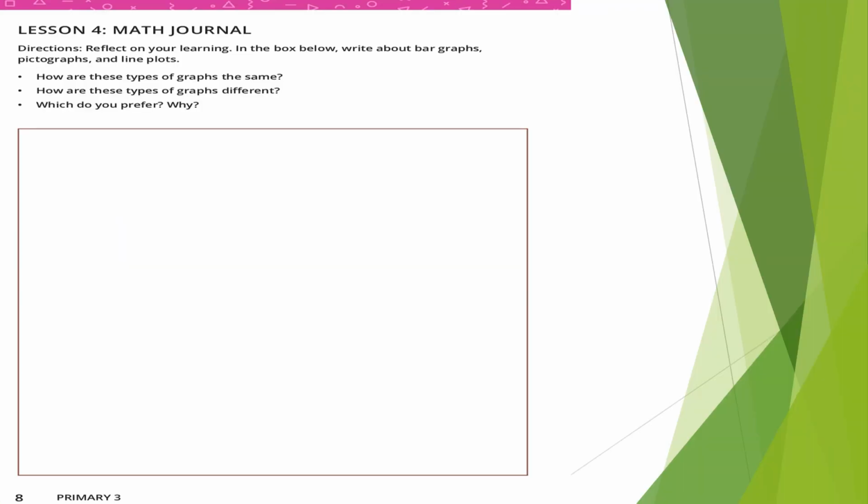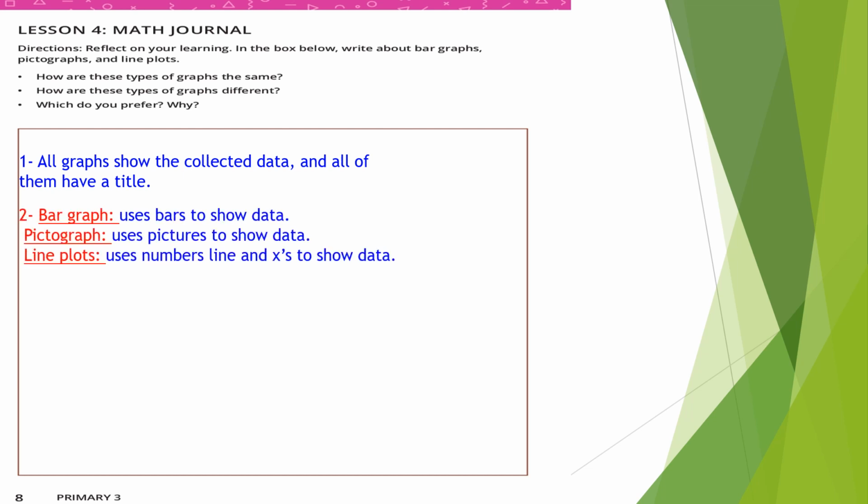Our math journal. How are these types of graph the same? We said that we have 3 types of graph. How are they the same? All of them show data and have a title. And how are these types different? We will find that the bar graph uses bars, the pictograph uses pictures, and the line plot uses a number line and X's to show data. The last question, which do you prefer and why? It's for you, you can answer it.